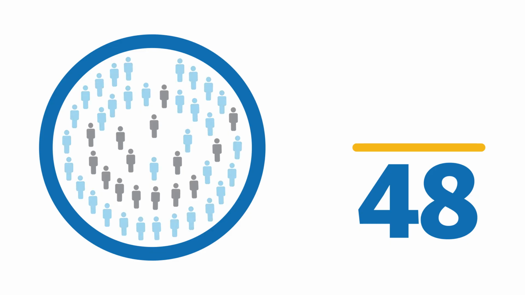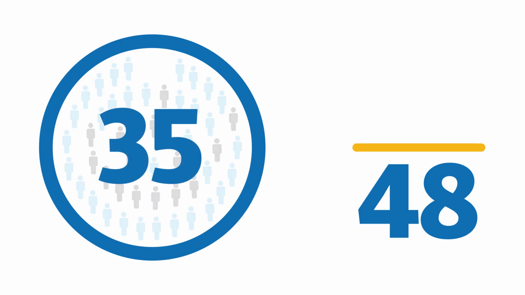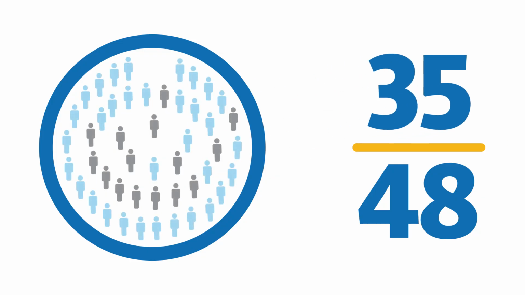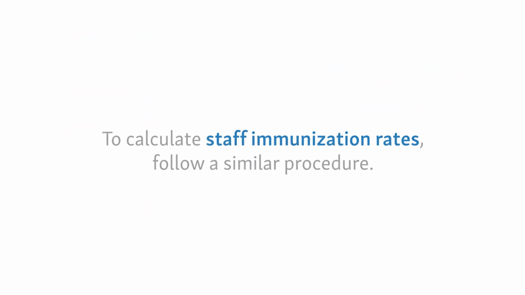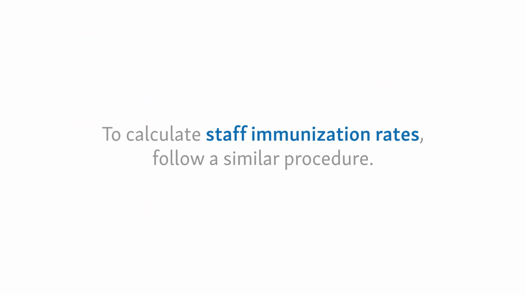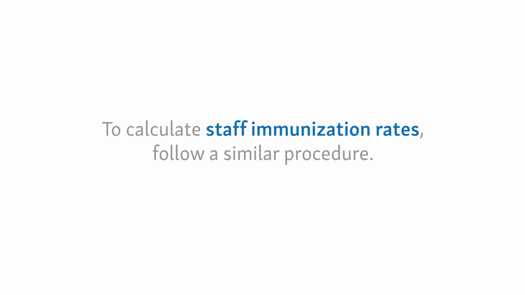Of these 48 residents, 35 are up to date on the RSV vaccine. 35 is the numerator, or top number, of the rate calculation. 35 residents up to date on the RSV vaccine out of 48 eligible residents gives us a 73% RSV immunization rate. To calculate staff immunization rates, follow a similar procedure.